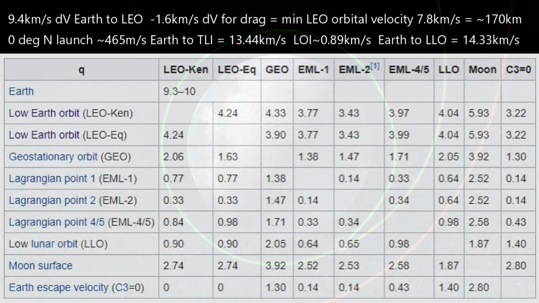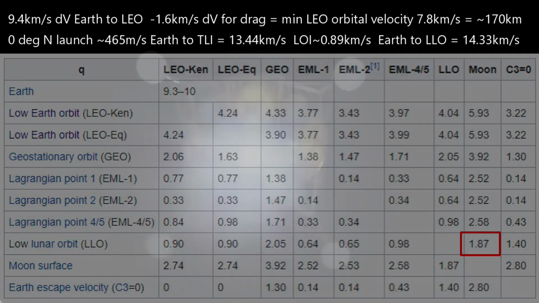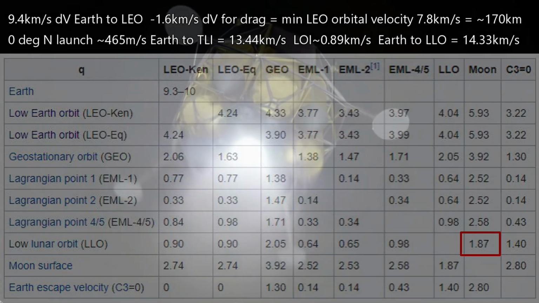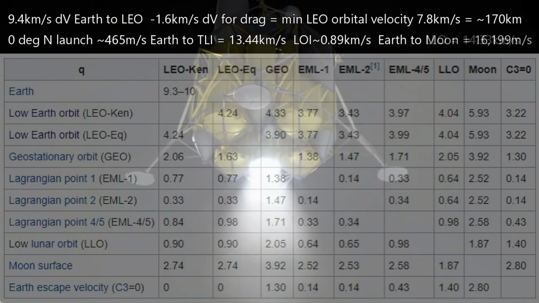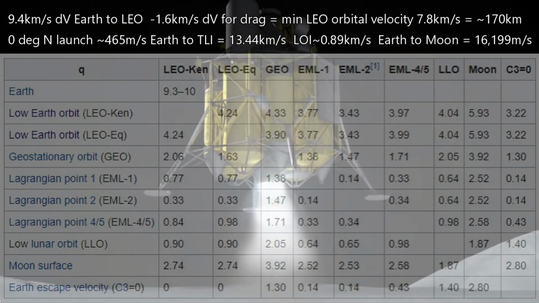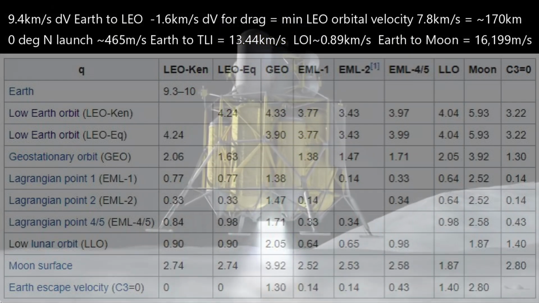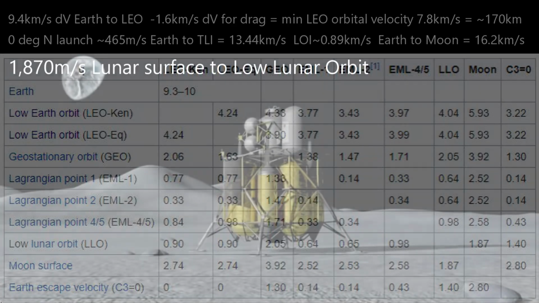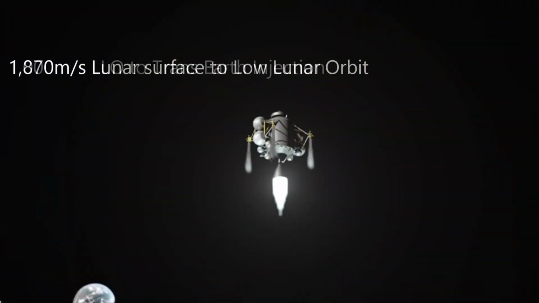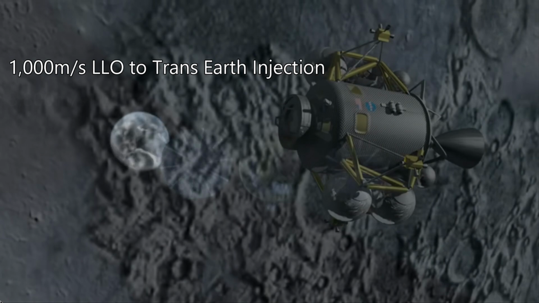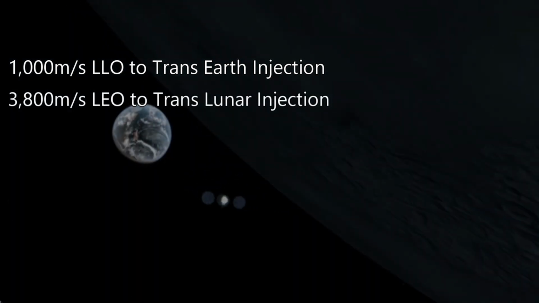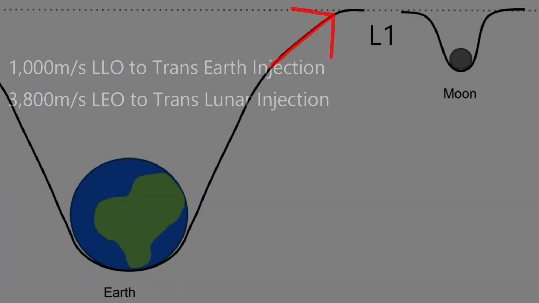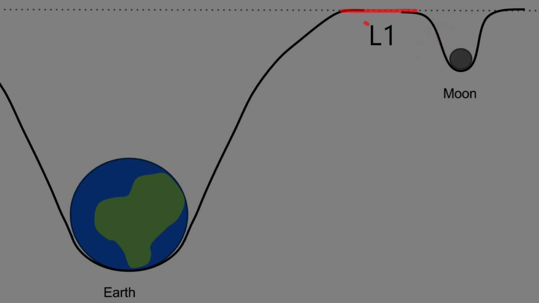Landing on the Moon from low lunar orbit will cost you another 1.87 kilometers per second. That brings us to a total of 16,199 meters per second with some safety margins, and we'll round that to an even 16.2 kilometers per second. Getting back into low lunar orbit from the surface is the same. Going from the Moon back to the Earth is much easier than getting from the Earth to the Moon. That's because the gravitational hill is not nearly so steep on the way back.